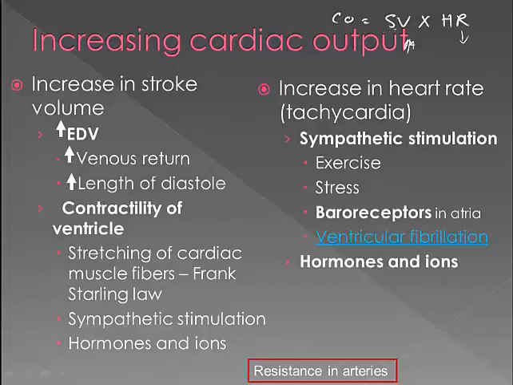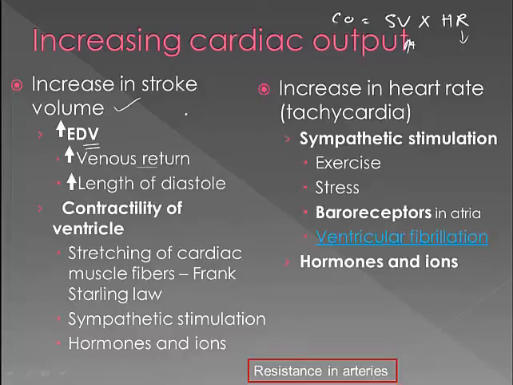Now let's see what are the ways that we can increase stroke volume. The first is that if we have an increased end diastolic volume, so if the ventricles were filled with blood, they'd be able to push out more. So you increase your end diastolic volume, you automatically will be able to increase stroke volume. What are some of the ways that you can increase end diastolic volume? One way is to increase the venous return to the heart.